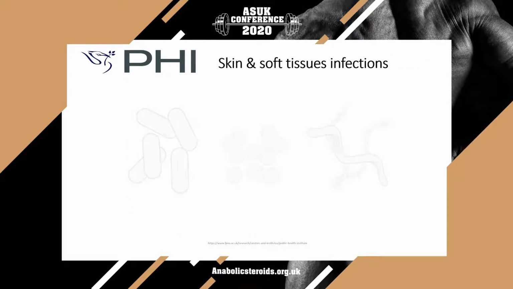Having looked at the extent of injecting and sexual risk behaviours amongst people injecting image and performance-enhancing drugs, now let's go on to look at the extent of infections, starting with skin and soft tissue infections. A small number of studies have looked at the extent of symptoms of these infections, and these have usually relied on self-reports. Now, some of these symptoms, such as having an abscess or open sore at an injection site, will in fact be a bacterial infection.